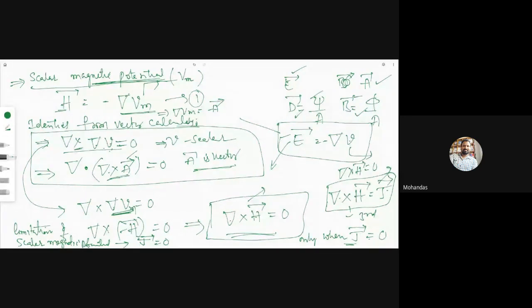But you may get a doubt, sir. What about the electrostatic field? In the electrostatic field, if you substitute E here, then what will you get? Del cross E equal to 0. Is it true or not? Yes, sir. From the second Maxwell equation, del cross E equal to 0. So we can define electric potential. For electric potential there is no limitation, because it satisfies the identity of vector calculus.